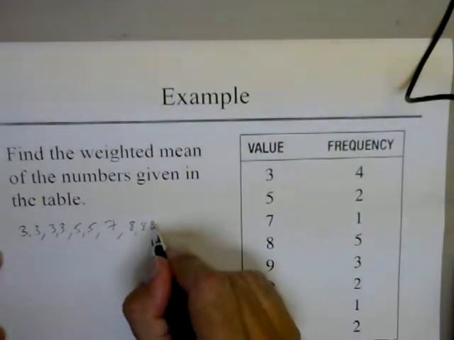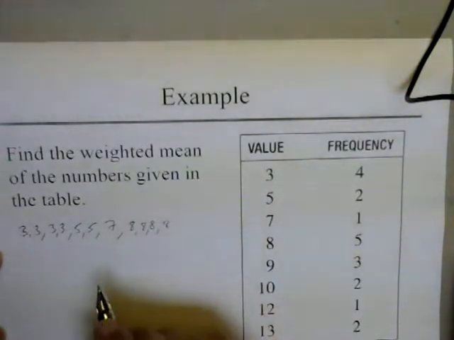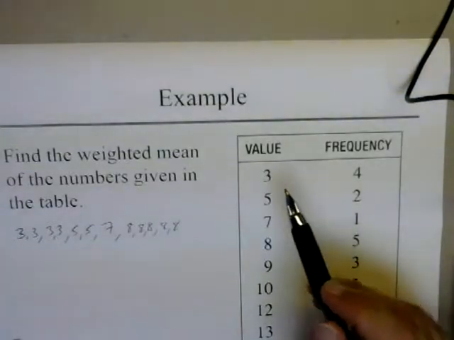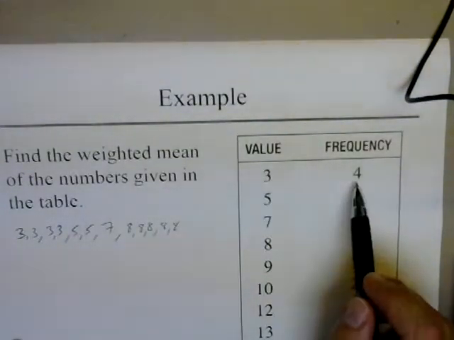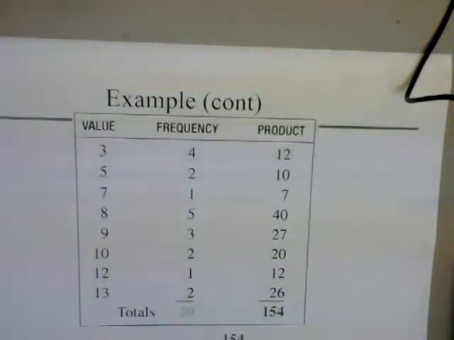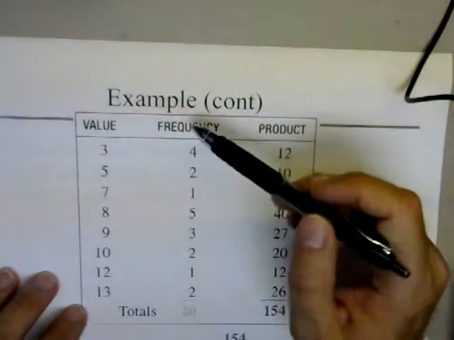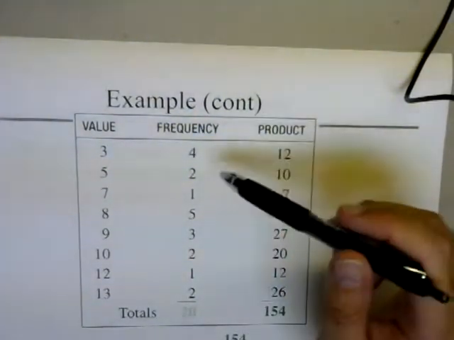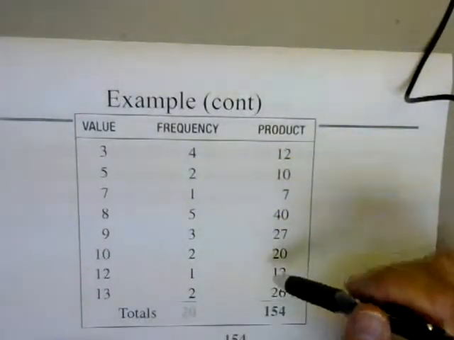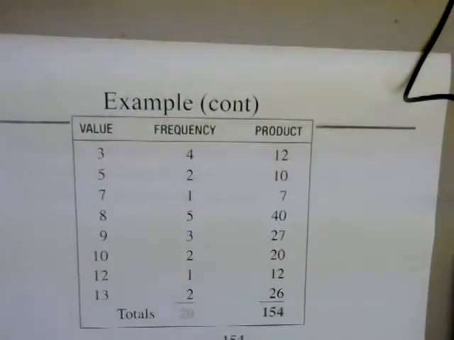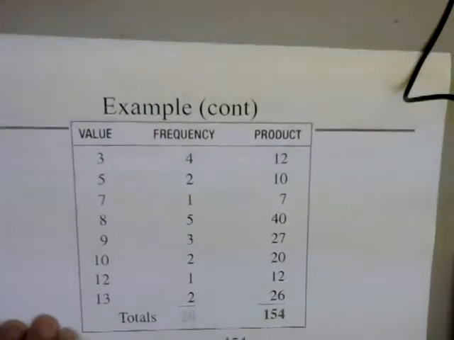You could also just write the data out and then calculate the mean, like we did in the last example. But for a weighted mean, you basically take the value times the frequency with which it occurs, and then you divide by the total number. That's why it's weighted: it's like the values have different weights. So just multiply those numbers across, and then add that together. That gives you 154. Divide by 20, and that gives you 7.7 for the weighted mean. Okay.